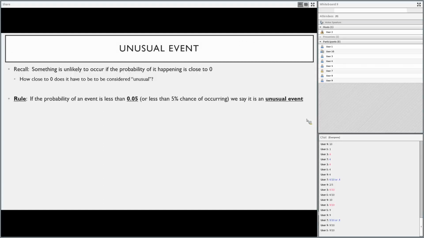Well, we could argue about this, but people already argued about it, and they basically settled on this rule. If the probability of an event is less than 0.05, meaning there's less than a 5% chance that it will happen, we call that event unusual. Okay, so remember this rule of thumb. This is what it means for something to be unusual. This benchmark number that you're going to compare to is 0.05, okay?